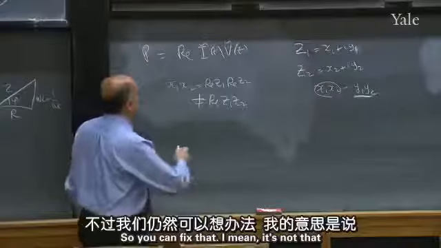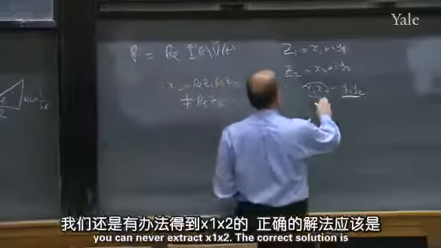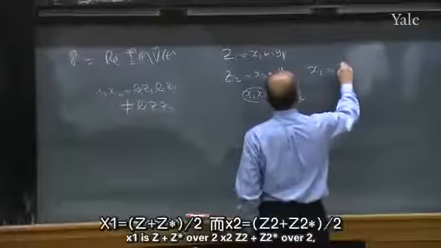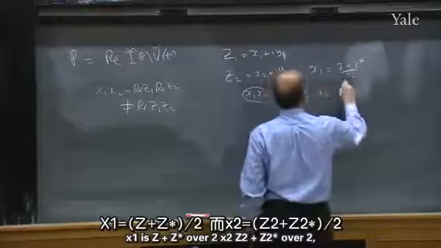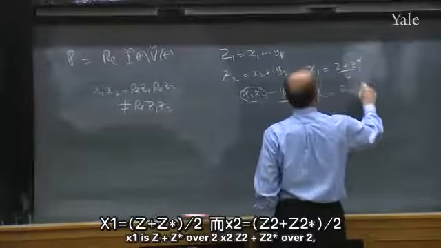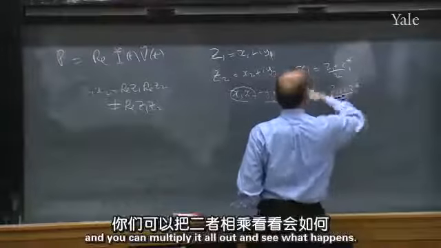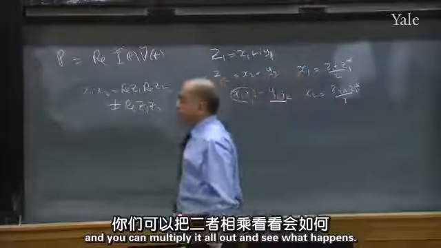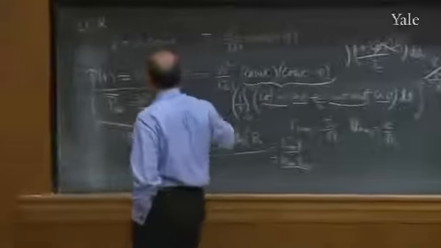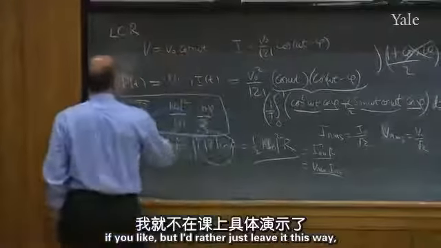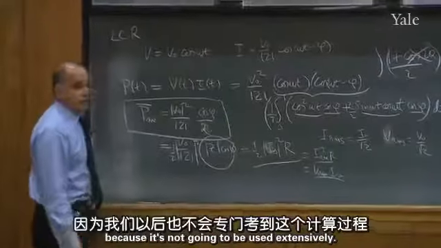So you can fix that. I mean, it's not that you can never extract x1, x2. The correct solution is x1 is (z plus z star) over 2, x2 is (z2 plus z2 star) over 2. Then you can multiply it all out and see what happens. Then you can write the answer in terms of these guys, if you like. But I'd rather just leave it this way, because it's not going to be used extensively.